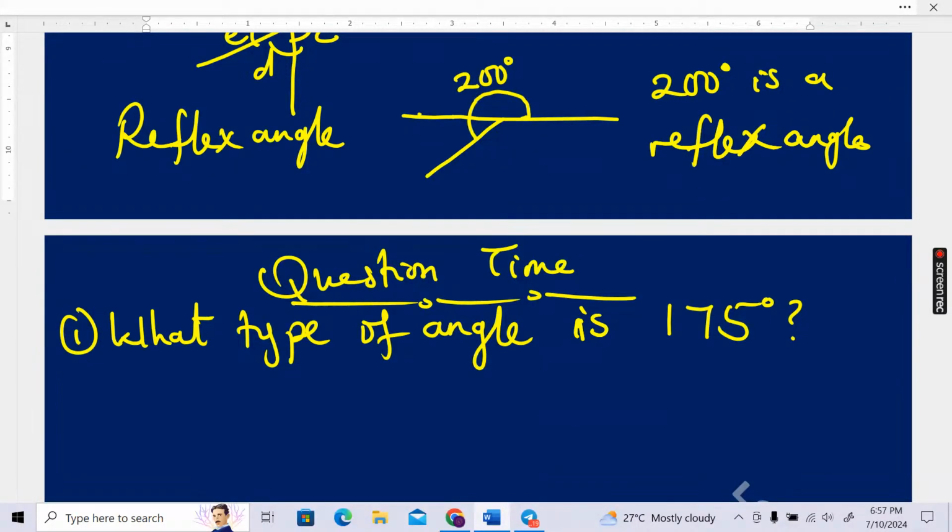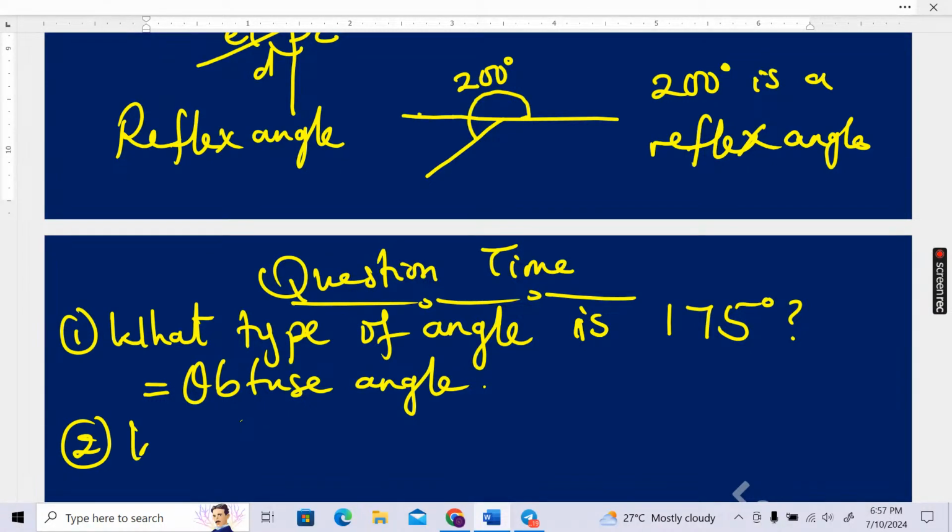Amazing. So the correct answer is obtuse angle. 175 degrees is an obtuse angle. An obtuse angle is an angle that is greater than 90 degrees but less than 180 degrees.